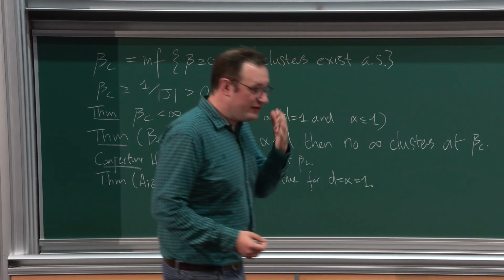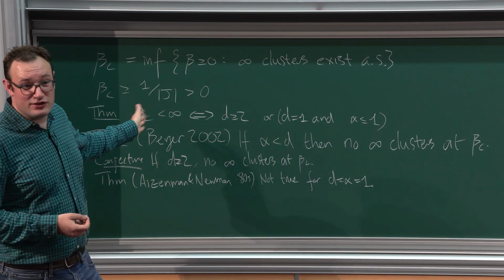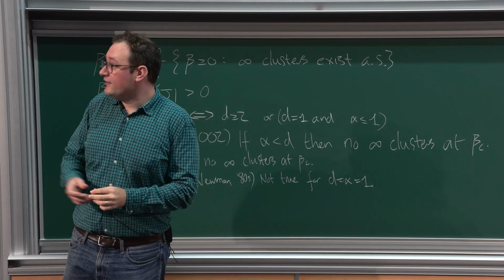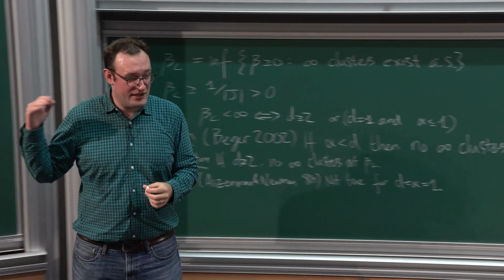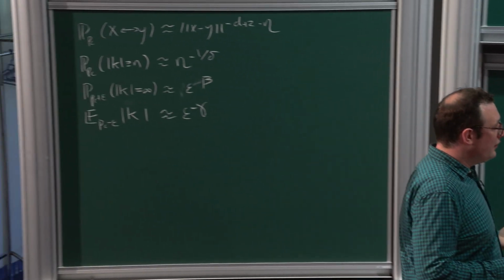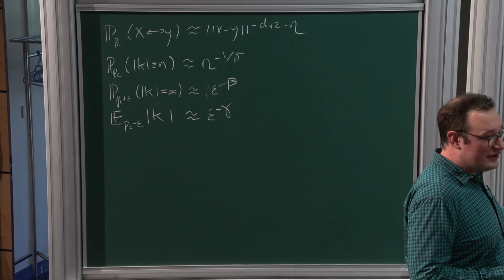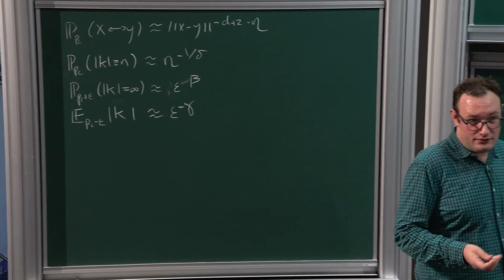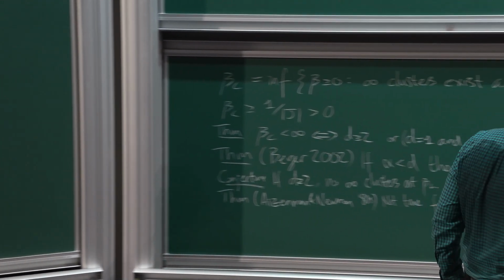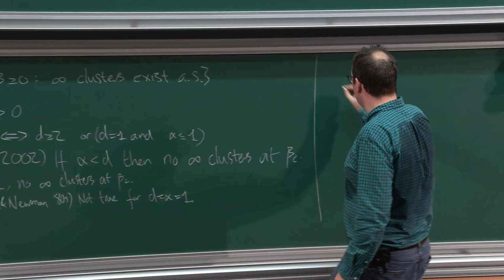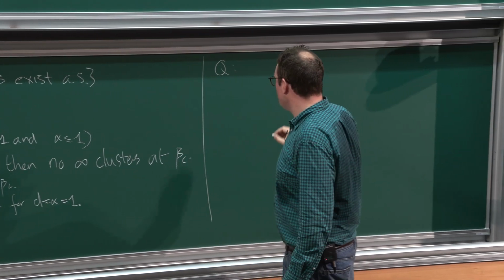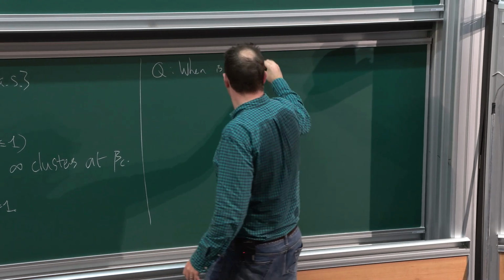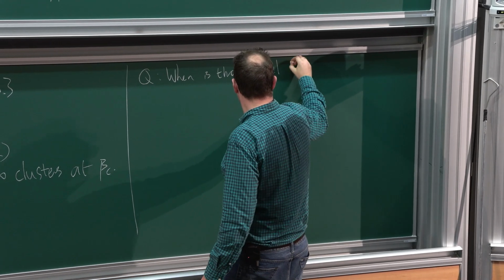So as I said, we're going to want to understand all the same questions about the long-range model as we wanted to understand about the short-range model, namely critical exponents, scaling limits, and so on. Now, on the other hand, when you study the long-range model, there are also additional questions that appear that don't make sense for the nearest neighbor model, which is, when is the model really long range?